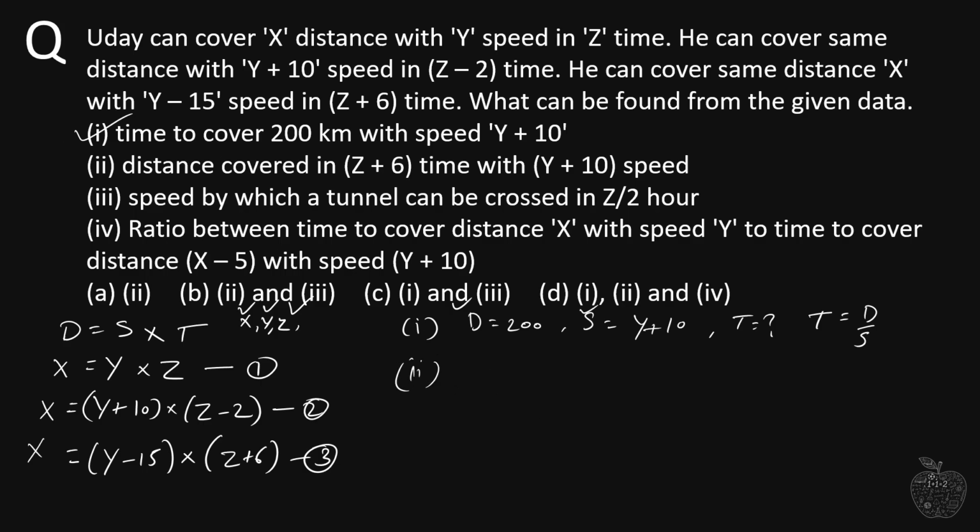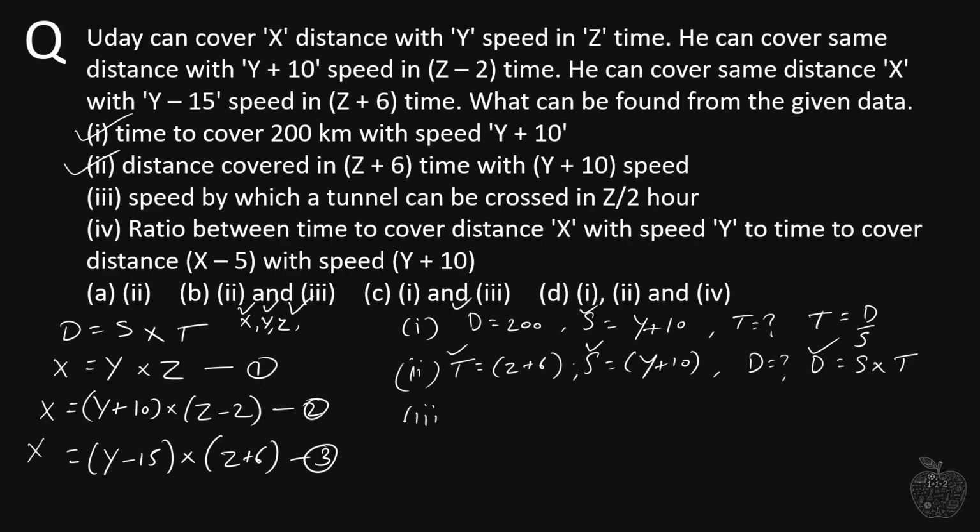Let's see point number 2. Distance covered in z plus 6 time. So we are given time, which is z plus 6, with speed y plus 10. We have to calculate distance here. We can calculate t because we know the value of z here. We know speed because we know the value of y from this. So we can calculate t and s. We know the formula for distance, which is equal to speed into time. So from this we can calculate d. So here we can see that point 2 can also be calculated.